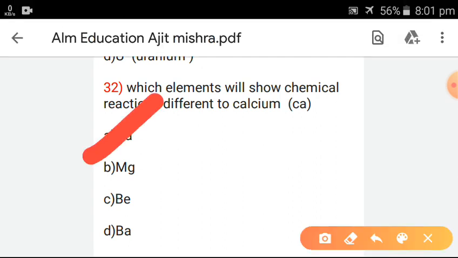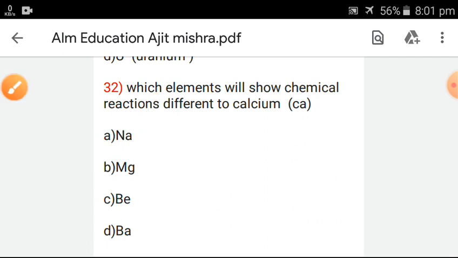Sodium will have a different chemical reaction, because the valence electron in sodium is 1, but magnesium, beryllium and barium have valence electron 2. Magnesium, beryllium and barium are alkaline earth metals, but sodium is an alkali metal. Next question.